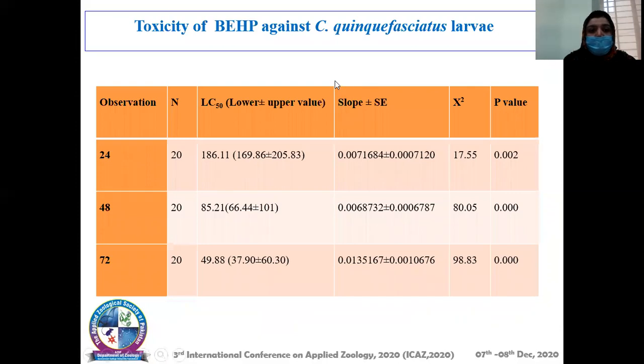Next, we also checked the toxicity of BEHP against Culex quinquefasciatus larvae, and we observed this toxicity by determining the LC50 value after 24, 48, and 72 hours. After 72 hours we have the least value of LC50. As the toxicity of the compound increases, the LC50 value of the respective compound decreases.